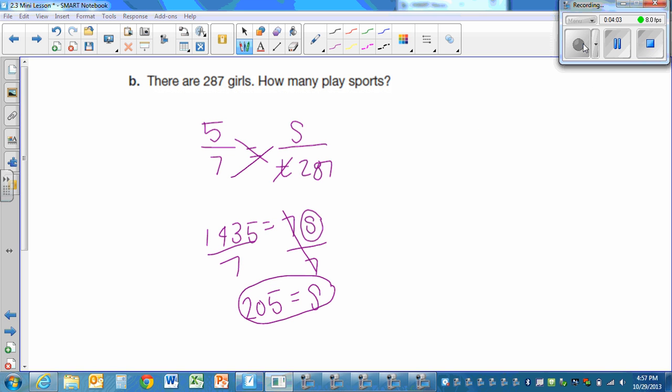You need to work together with your group to finish problem 2 on page 89, and then when you guys think that you're done, you can press play to check your answers, and then keep moving on.